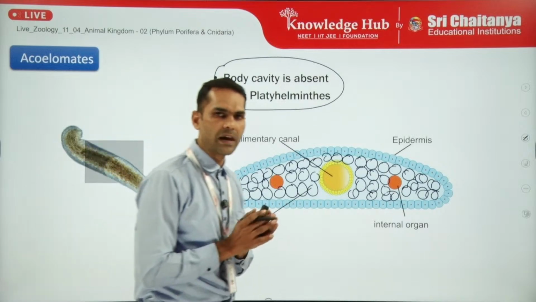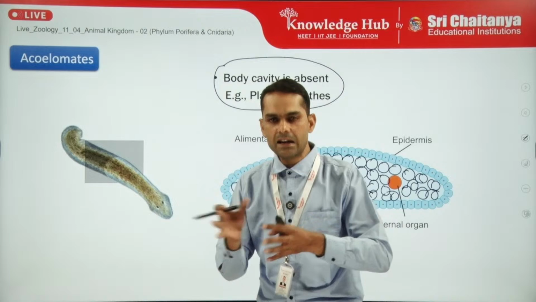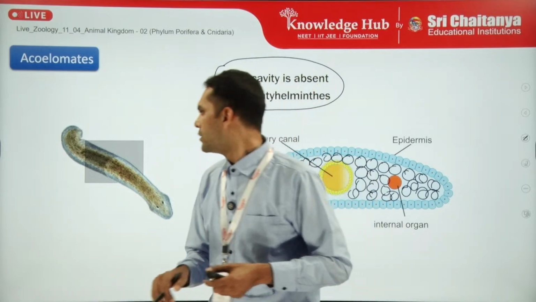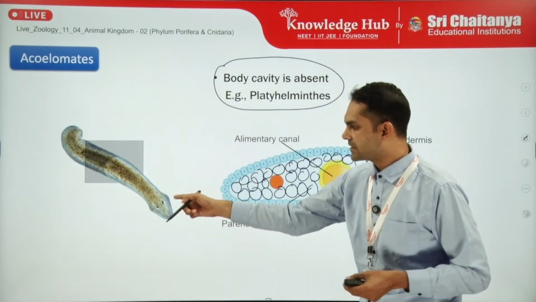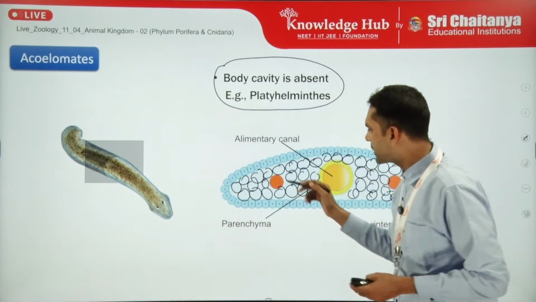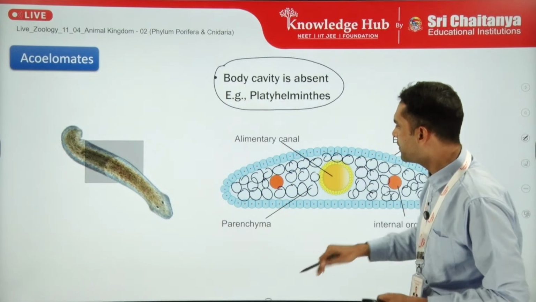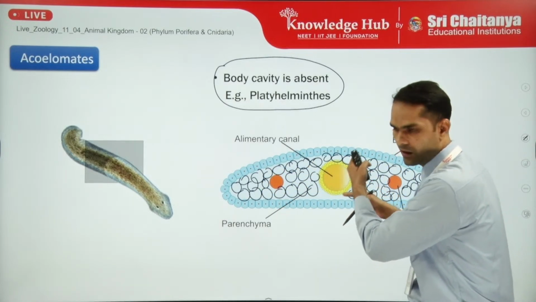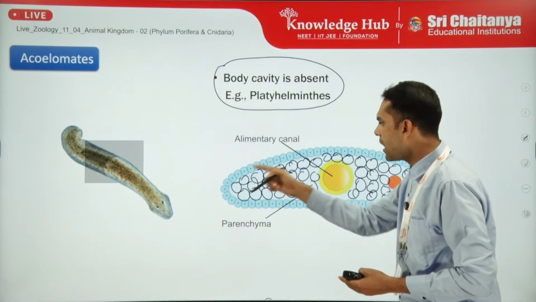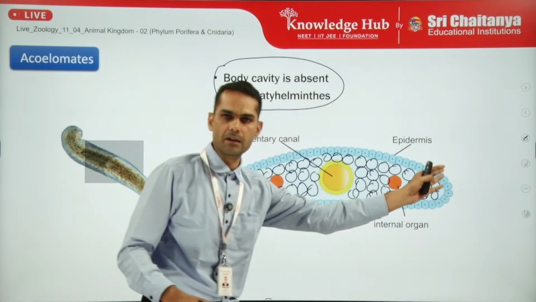The function of this parenchymal tissue is definitely in the absorption of nutrients and distribution of the same, right? So in acoelomate, this is the example of planaria. You can see the example of platyhelminthes. You can see the space or the cavity is filled or occupied by the parenchymal tissue, and the alimentary canal is present in between, and the outer layer is the ectoderm or the ectoderm derived epidermis.